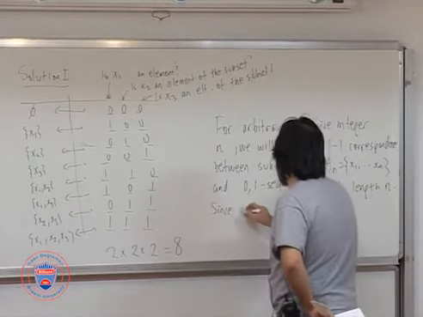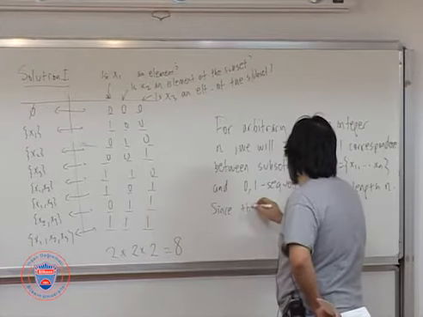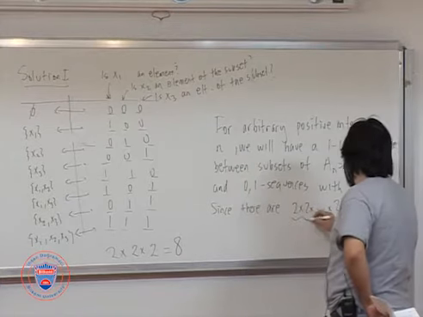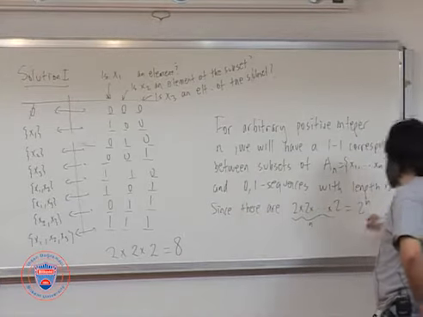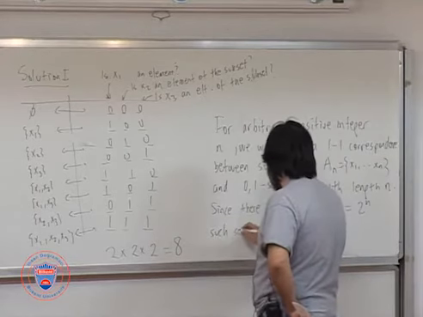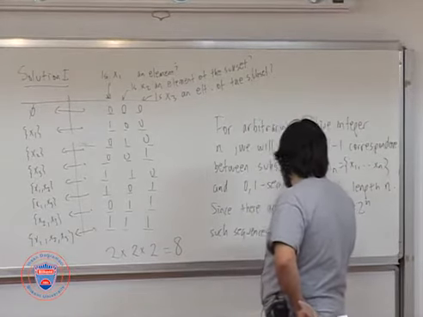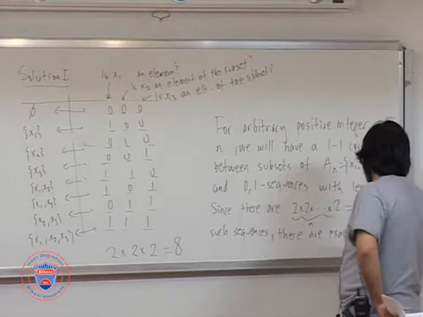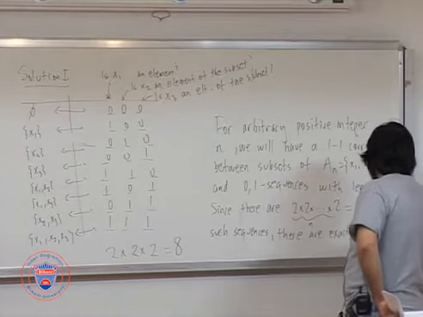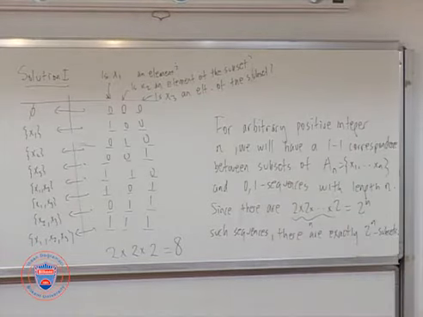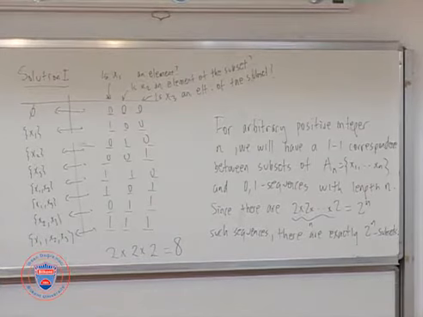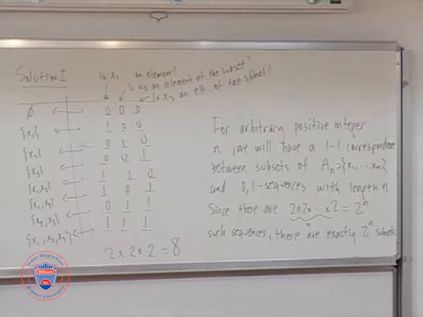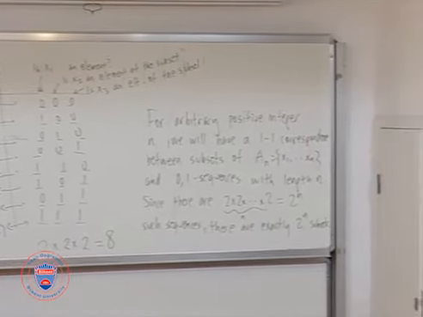Since there are 2 times 2 times 2, n of these, 2 to the n such sequences, there are exactly 2 to the n subsets. That's what it is. So this is direct counting. You count something by using some correspondence to something else that you can count much more easily.